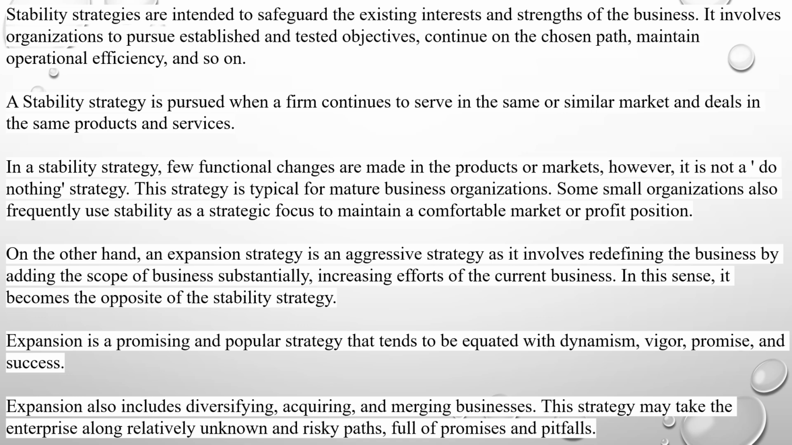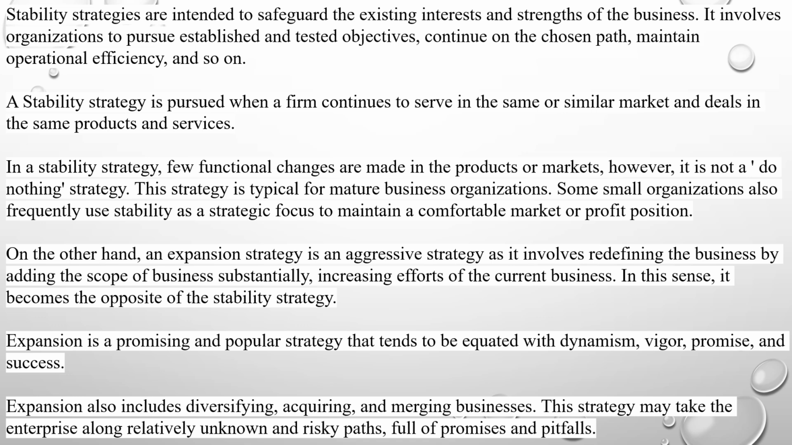On the other hand, an expansion strategy is an aggressive strategy as it involves redefining the business by adding the scope of business sustainability, increasing efforts of the current business. In this sense, it becomes the opposite of the stability strategy.